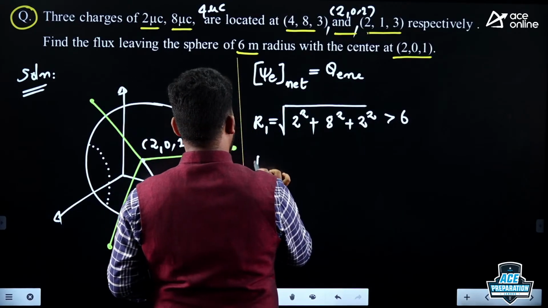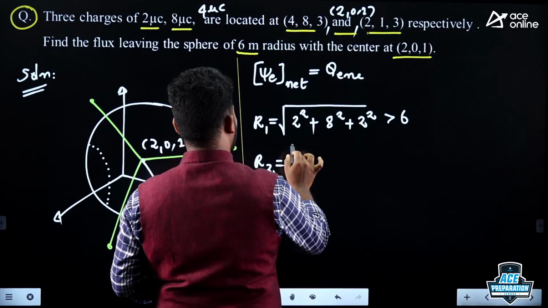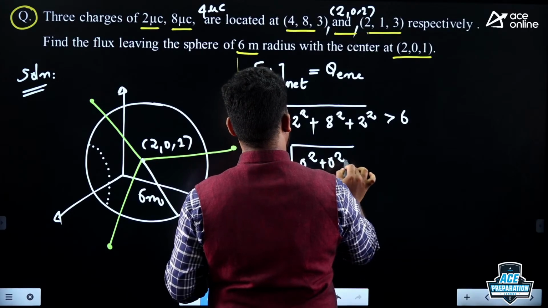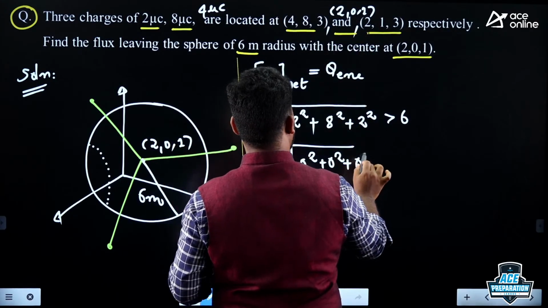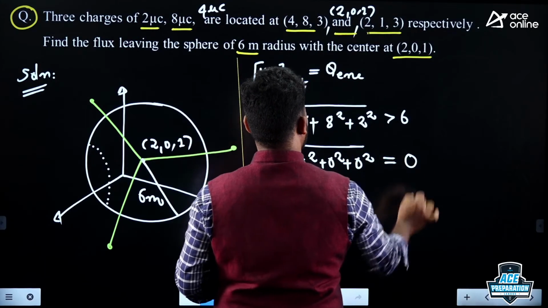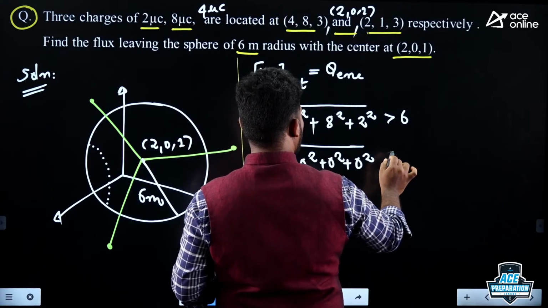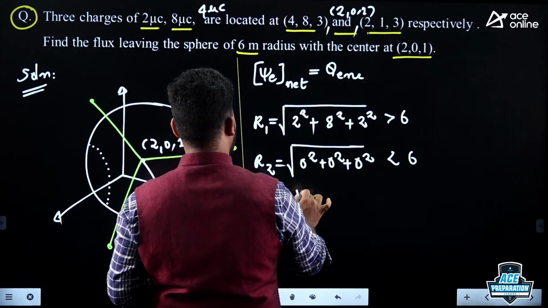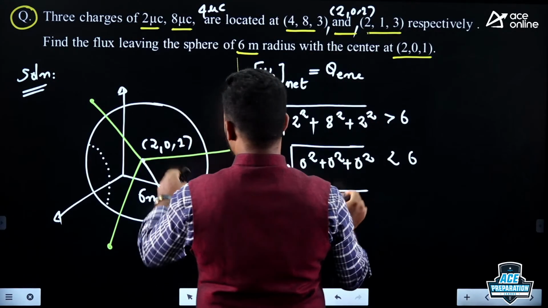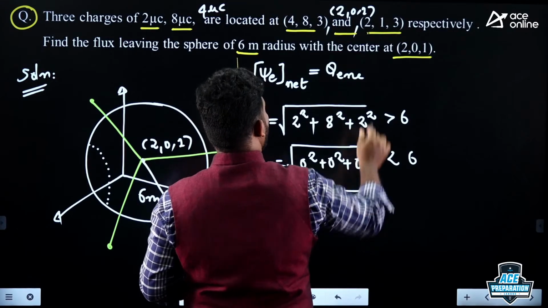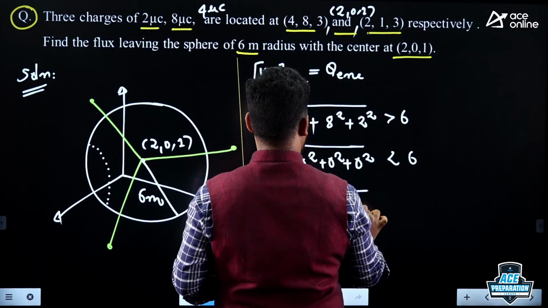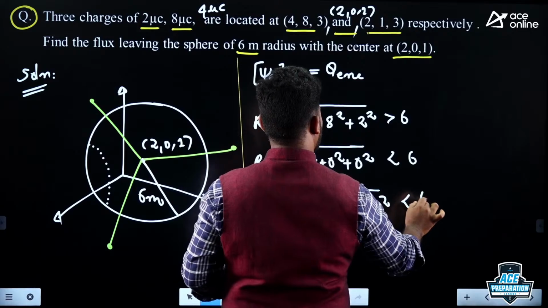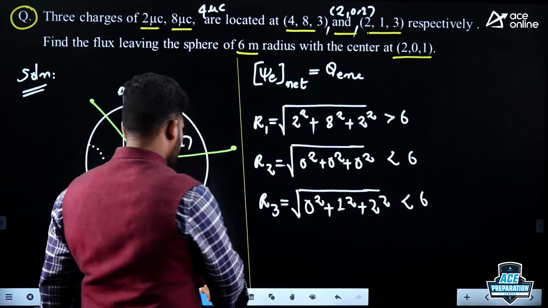Clear? The second one, R2, is square root of 2 minus 2, 0 square, 0 minus 0, 0 square, 1 minus 1, 0 square, which is equal to 0. So obviously it is less than 6. R3: square root of 2 minus 2, 0 square, plus 1 minus 0, 1 square, plus 3 minus 1, 2 square. So it is less than 6. Clear?